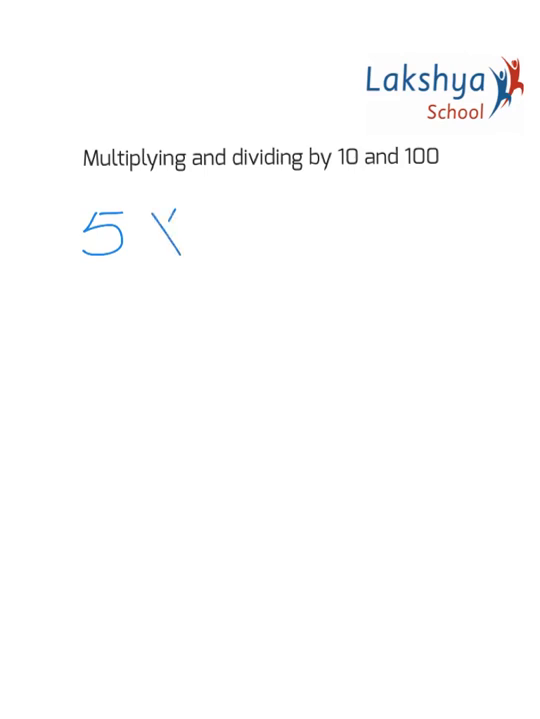When I multiply the 5 by 10, 5 tens is 50. So you see that the digit 5 has been moved from the ones place to the tens place. It has moved one step to the left.